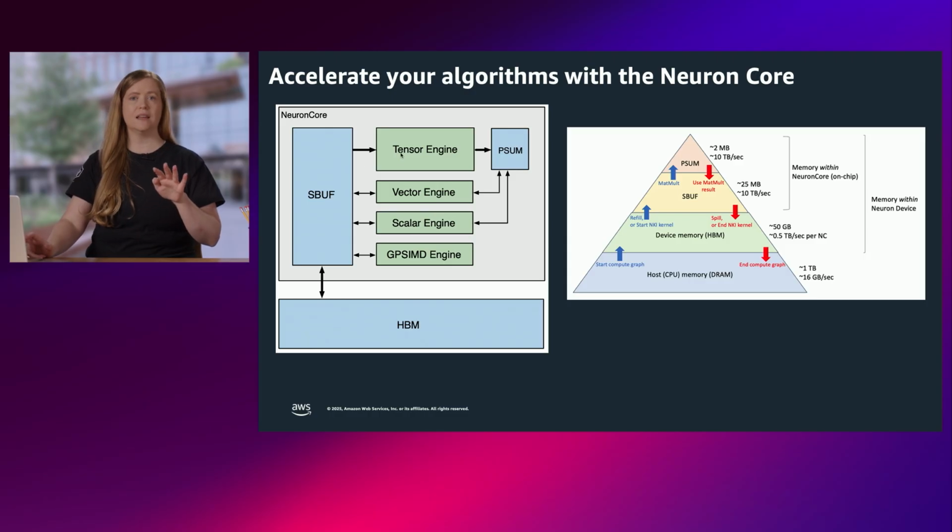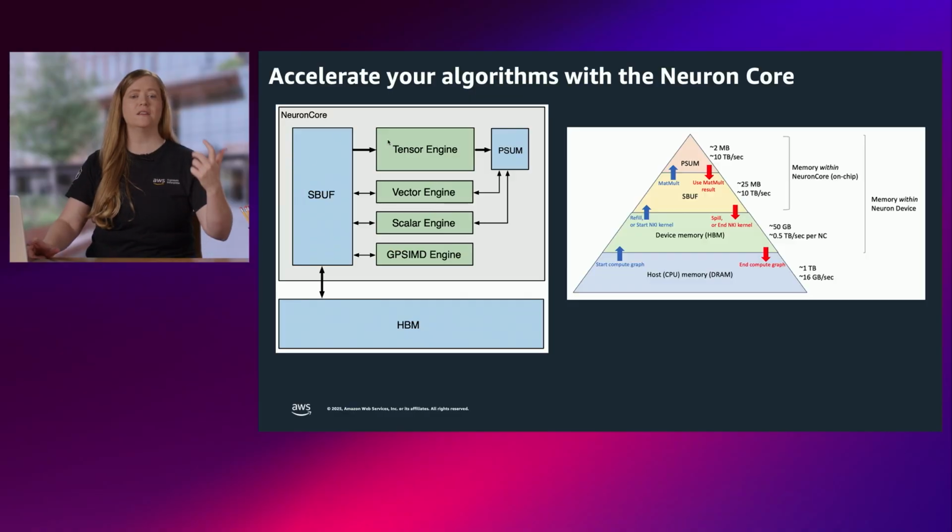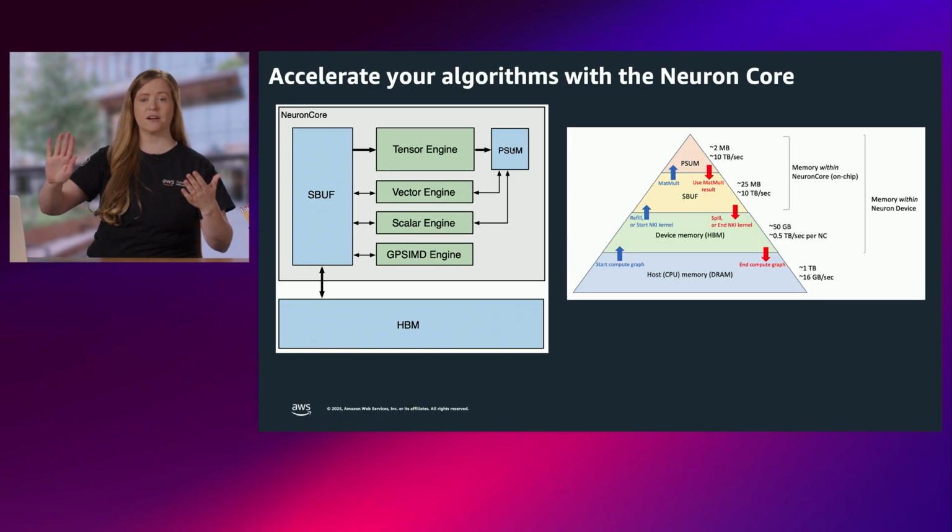The tensor engine is a systolic array architecture that enables incredibly performant and efficient matrix multiplication. So when you're doing a matrix multiplication, you're going to, again, move your data from HBM to SBUF. You're going to land it on the tensor engine to do the matrix multiplication, and you're going to accumulate the results in this secondary on-chip memory cache, which is called PSUM.